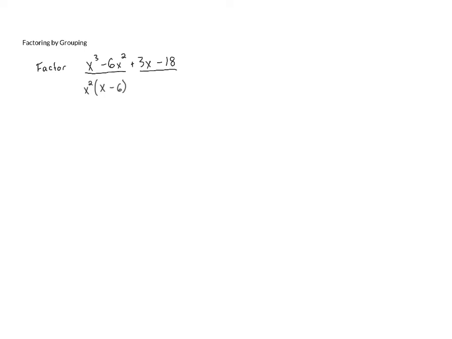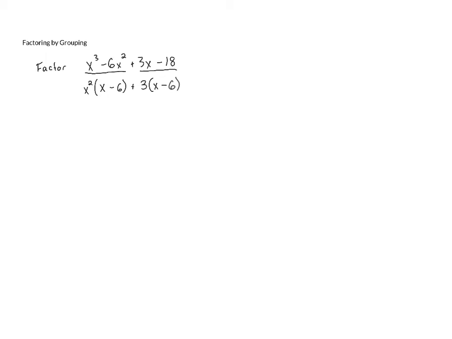Now let's look at the second group. If we look at 3x and negative 18, both of those are divisible by 3. So I'm going to put this plus here, bring it down, and then pull out the 3 as the GCF. What are the leftovers when we pull out 3? Well, 3x divided by 3 gives us x, and then minus 18 divided by 3 gives us minus 6. So when we factor this group, we get 3 times x minus 6.